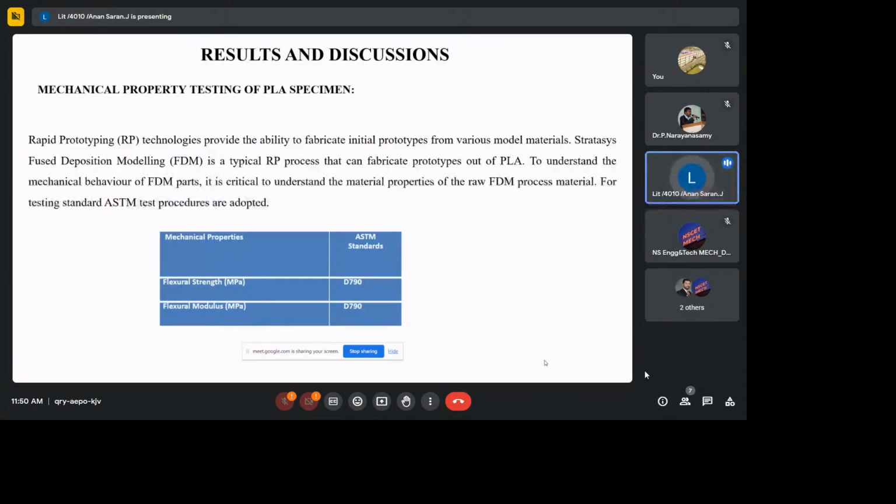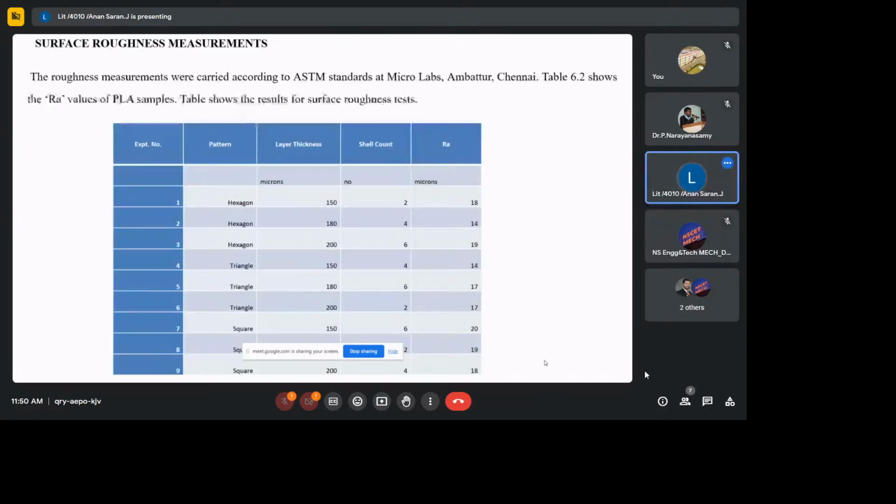And in the results, sir, the flexural strength in MPa is per D790, and the flexural modulus in MPa is also per D790, sir. And these are our measurements, sir.